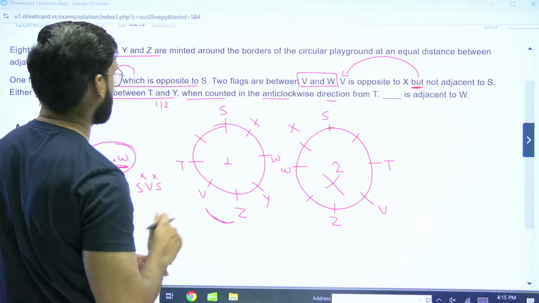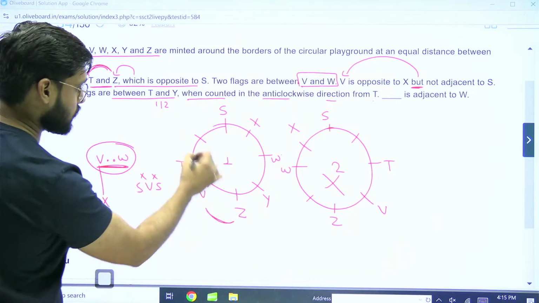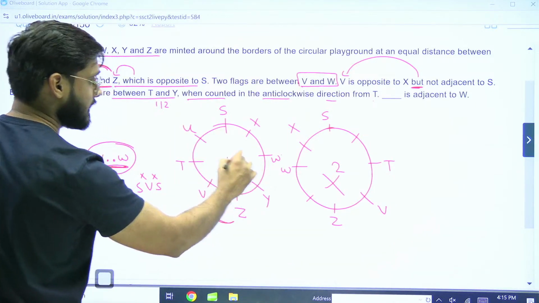Now 1 is remaining. U is remaining. U will be over here, and this is the right arrangement.